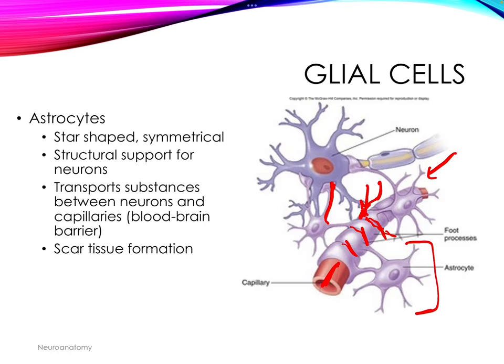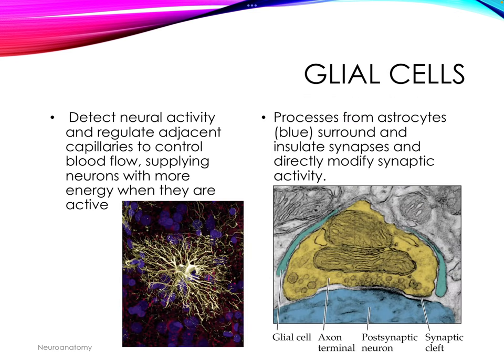Now, another thing that the glial cells and astrocytes specifically do is form scar tissue. We'll talk more about the formation of scar tissue and why that can be good and bad for the brain later. But essentially, the astrocytes' job is to do that. So they're wrapping around these cells and gluing them together to the capillaries to allow some substances to come in and out of the neurons and the capillaries.